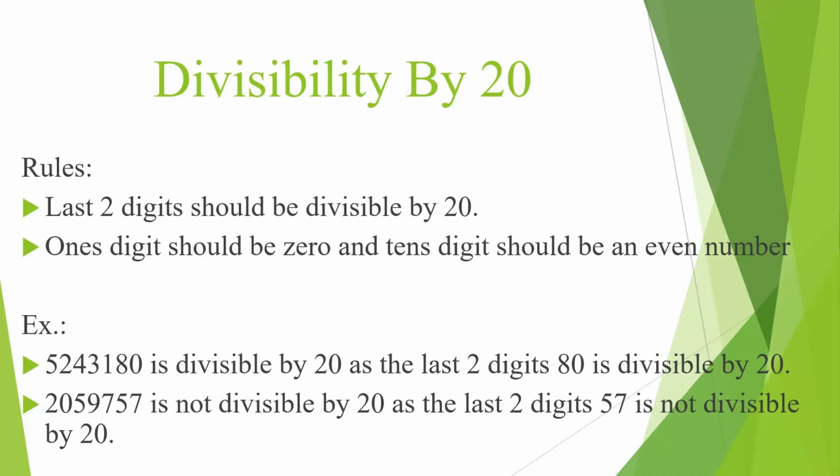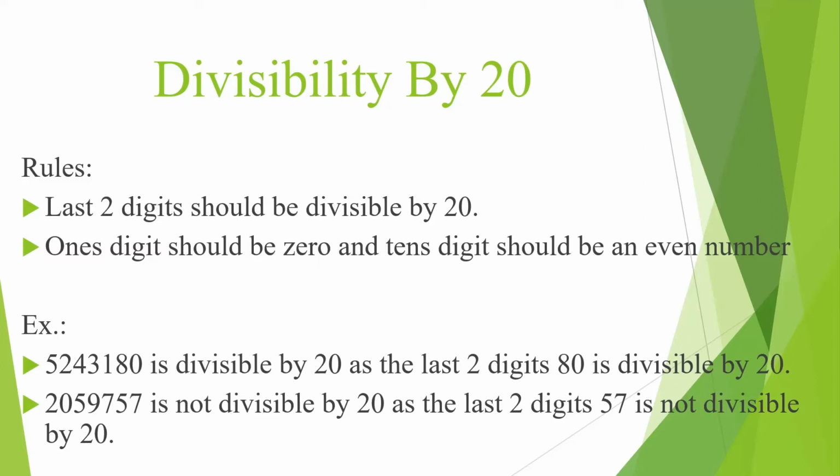Let us consider the number 20. Here we have two rules. The first rule is that the last two digits should be divisible by 20. Another rule is the ones digit should be 0 and the tens digit should be an even number. So let's get into an example. 52,43,180. Here 80 is divisible by 20, and the second rule it also satisfies. The ones digit is 0 and 8 is divisible by 2. 8 is an even number.